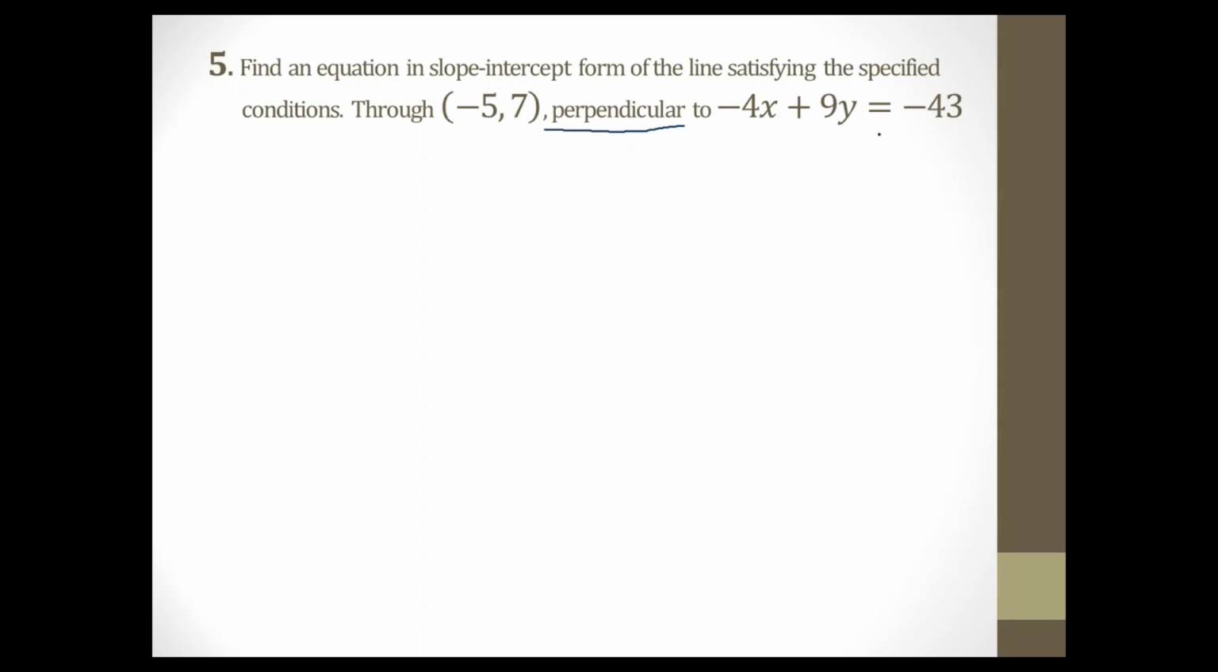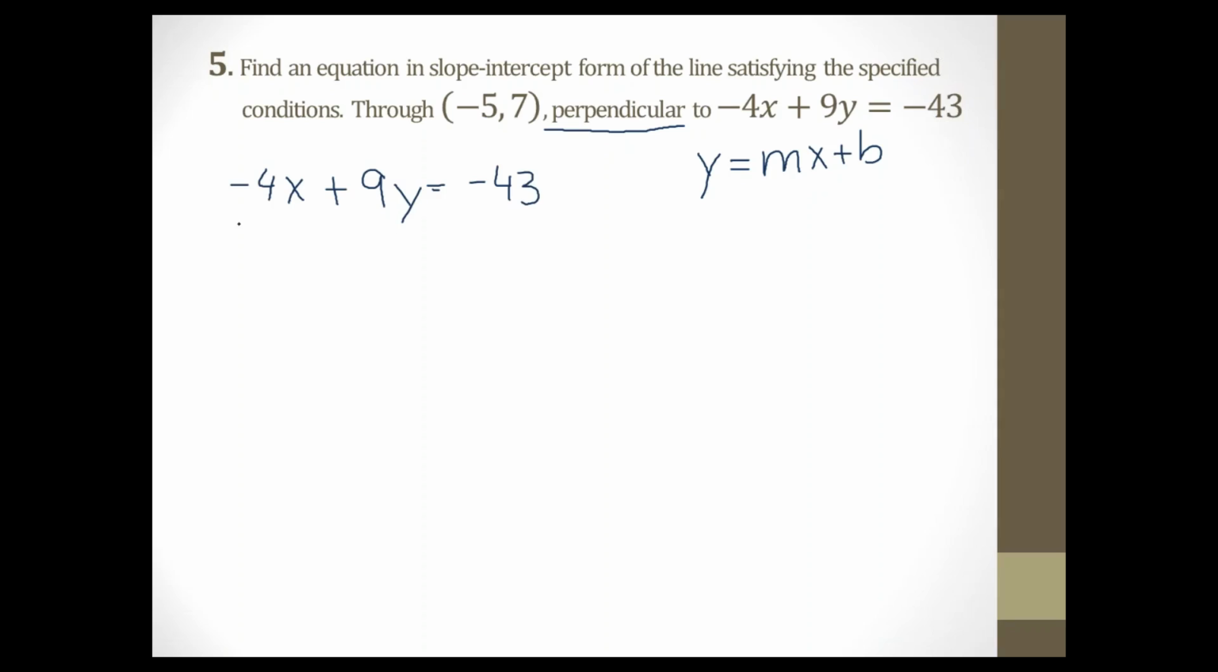So let's first solve this equation for y. To be able to know what the slope is, we have to solve this equation into the slope-intercept form, which was y equals mx plus b. So let's solve this for y. Negative 4x plus 9y equals negative 43.